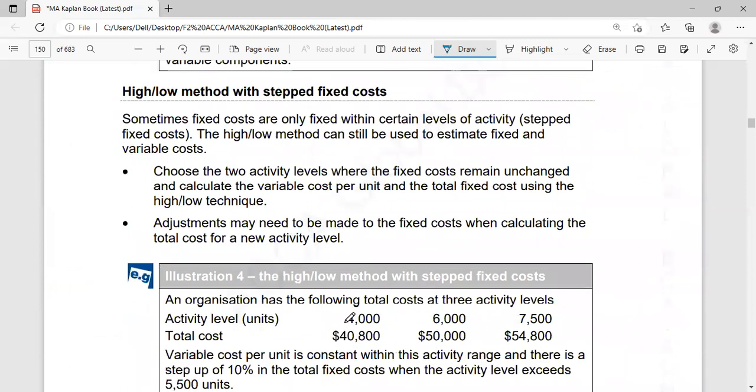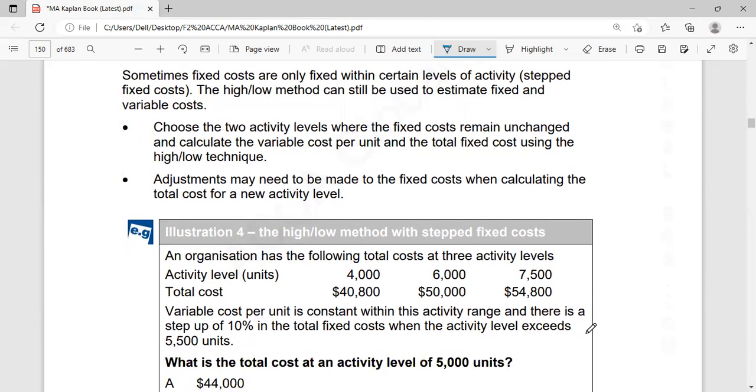Now what if you are using the high-low method and there is a step up in a fixed cost? If you are using the high-low method and there is a step fixed cost, how will you deal with that? Now let's understand this concept. Sometimes fixed costs are only fixed within a certain level of activity. The high-low method can still be used to estimate fixed and variable cost. We talked about this in the last class, that sometimes there is a step up in the cost, and that cost was known as step fixed cost. But still, if there is a step fixed cost, we can still split the cost into fixed and variable elements.